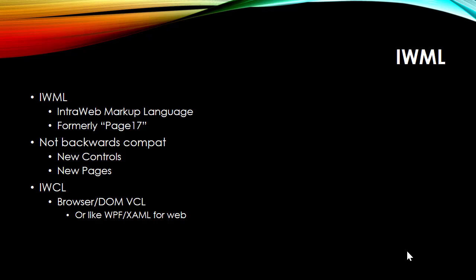So we also have IWCL, which is the IntraWeb Component Library, which is what internally we use to refer to the code that we have that runs in the browser. So we still have the page 16 IWCL, which is a JavaScript to run page 16 code. But the IWML one now is all based on the browser or DOM level because it runs in TypeScript.